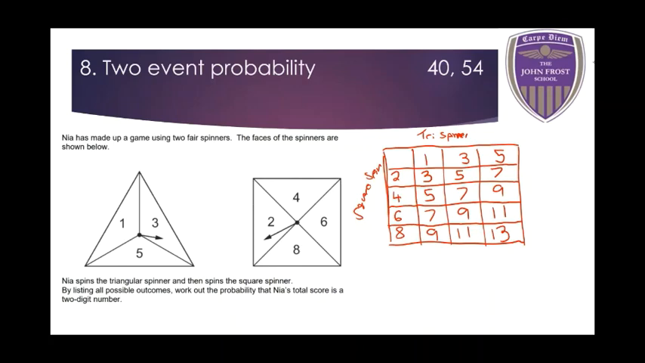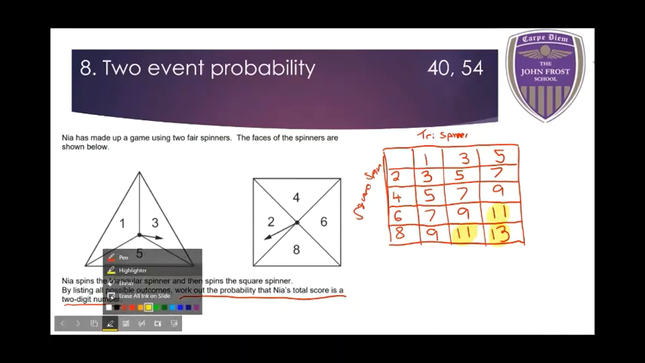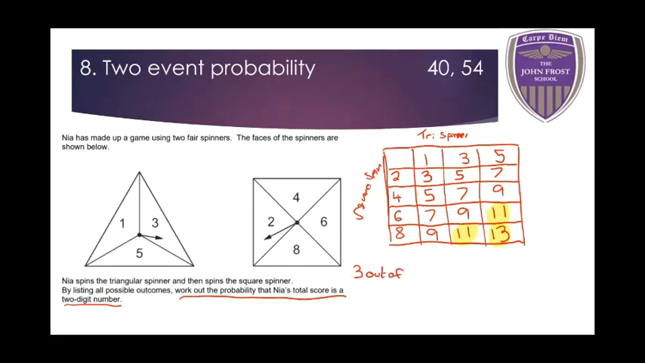So the next part now was work out the probability that Nia's total score is a 2-digit number. Well, how many of these scores are 2-digit numbers? We've got 1, we've got 2, we've got 3. So we know that 3 out of, how many are there? Well, just count these numbers. We use a different color pen. We need to count all the numbers in this blue box here. How many numbers are in that blue box? Well, we've got 3 times 4, so there's 12. So 3 out of 12 is how many different probabilities there are, okay?